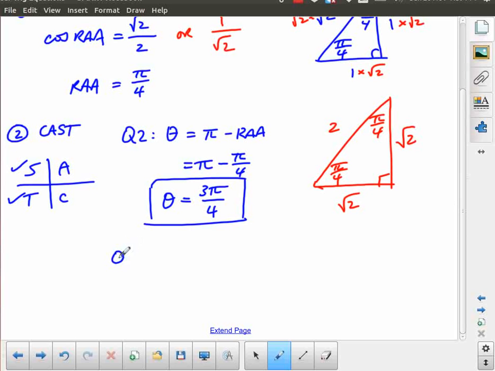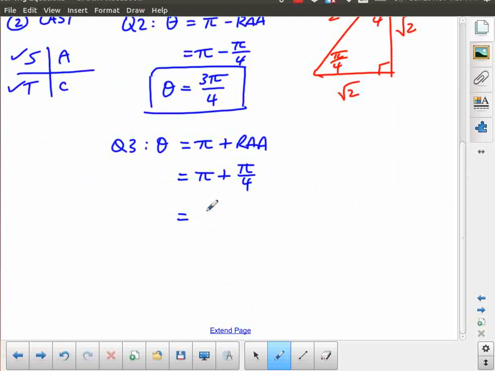And then in quadrant 3, the angle is defined as pi plus the related acute angle. So that is equal to pi plus pi by 4, which is equal to 5 pi by 4 if we just combine those fractions. Just a quick aside, I want to make sure that's really clear.